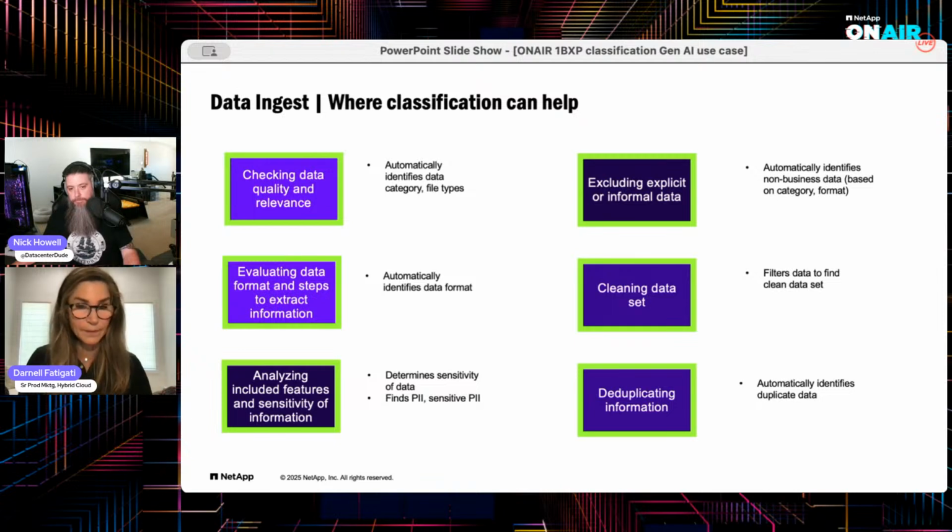What's the file type? When it comes to evaluating the format, it automatically identifies the format, which we talked about. Analyzing the included features and the sensitivity, it'll determine the sensitivity. So it'll find PII and sensitive PII across a number of different categories and PII types that we can identify. You could exclude explicit or informal data. So this automatically identifies things like non-business data based on a category or a format.